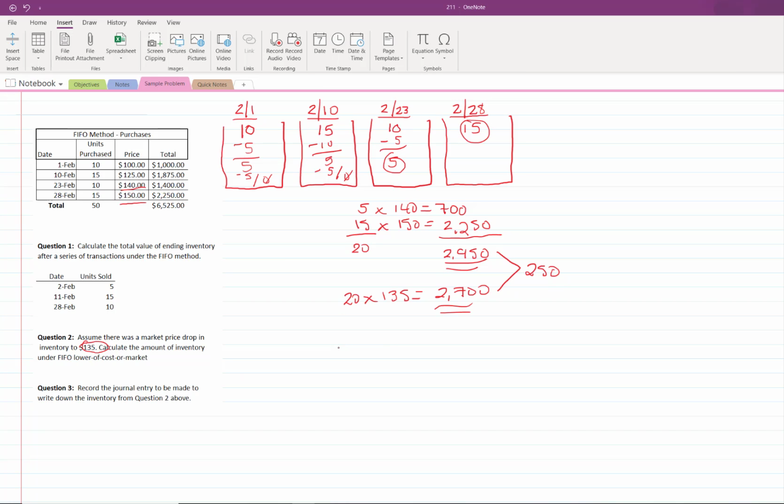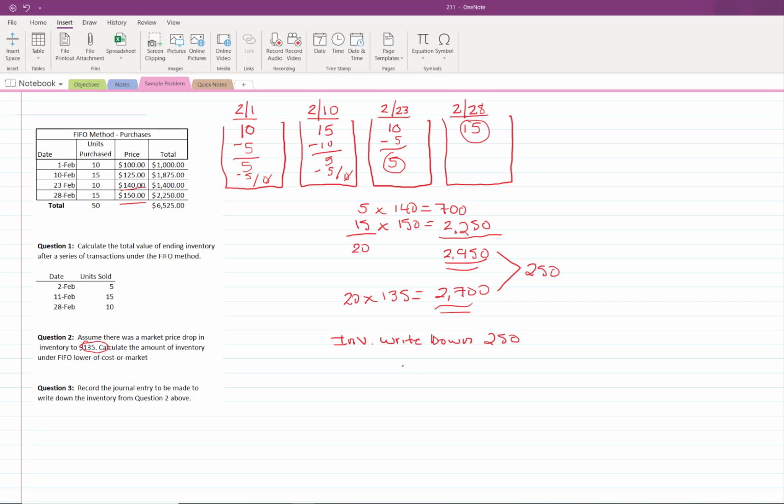So in order to do that, we first need to debit an expense account. And this has many different names. I like to use the inventory write down account. So we're going to be debiting our inventory write down for this $250. So this is an expense account. So this goes on our profit and loss statement.